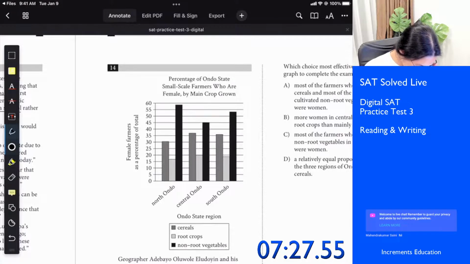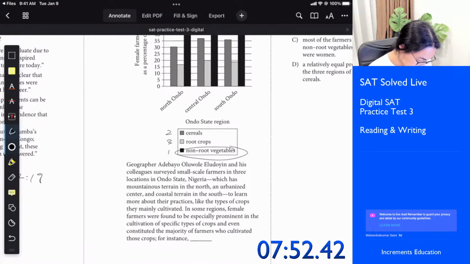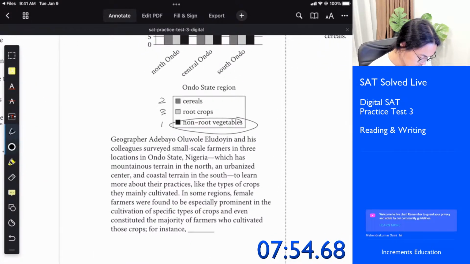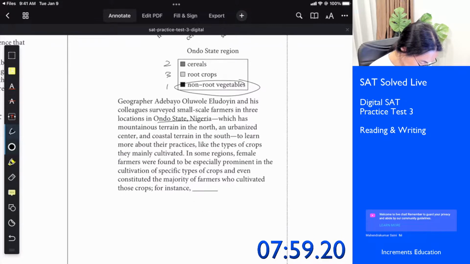Percentage of Ondo states who are female by main crop grown. So percentage that are female is higher when it's non-root vegetables, no matter what part they're in of Ondo, north, central, or south. And it's second place for cereals and third place for root. Okay. I guess root takes the most like physical, I don't know. Ondo State, Nigeria.